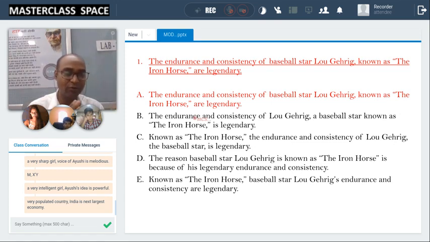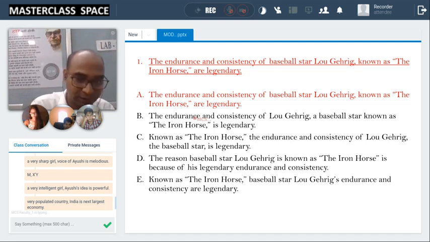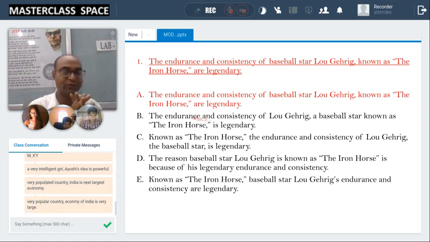So the modifier is an adjective, and then India, they are okay. But what if the sentence is written in the form of: very popular country, comma, economy of India is very large. Now look here. After the comma it is economy. So can economy be a very popular country? No. So the second part is incorrect and the first part is correct.